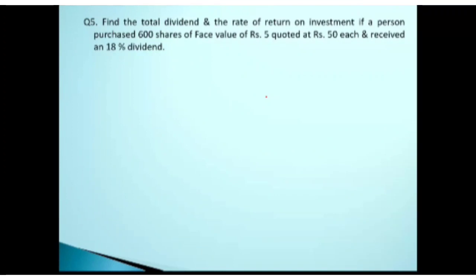So just try this question, all of you. Again, it is of the same format. Find the total dividend and the rate of return on the investment, where the number of shares is given to be 600 shares. The face value is given to be 5 rupees, and the quoted price is another name for the market price. So your market price here is 50 rupees. And the rate of dividend is given to be 18 percentage.